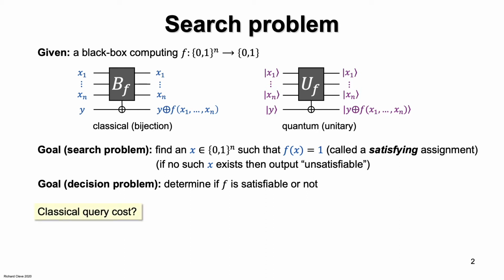How many classical queries are needed to solve this problem? Please feel free to pause to think about this. It turns out that 2 to the n queries are necessary in the worst case. If f is queried in only 2 to the n minus 1 places, and the output is 0 each time, then there's no way of knowing whether f is satisfiable or not without querying f in that last place.